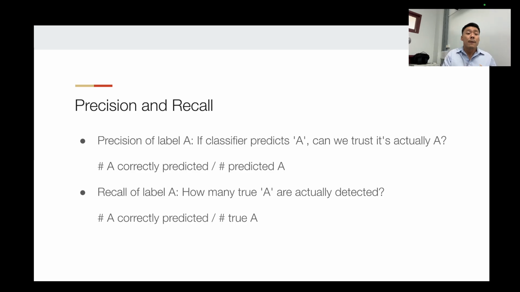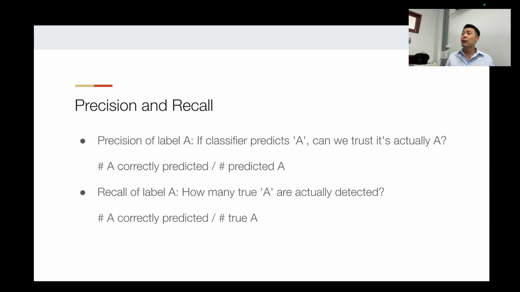Recall and precision have the same numerator: the number of times that you get that label correctly. But the denominator is different. What should you divide it by? All true A's, or all predicted A's.